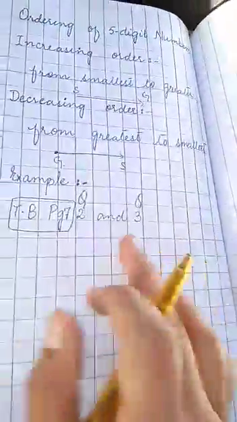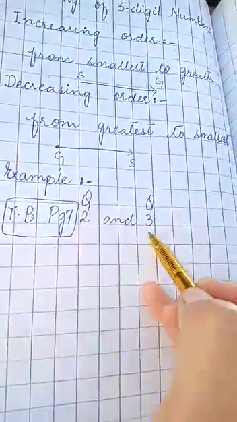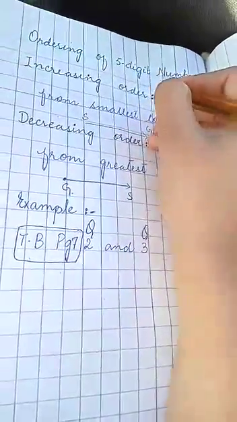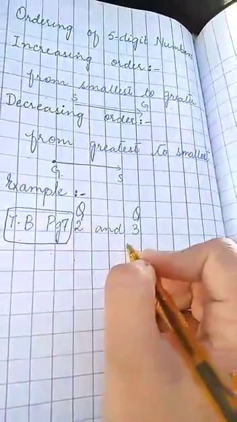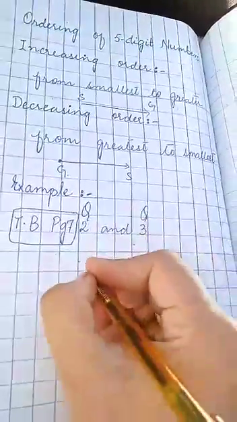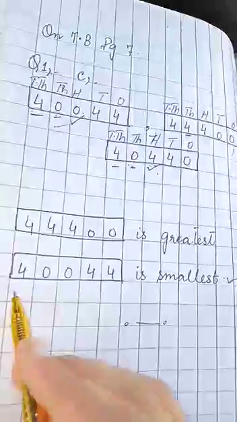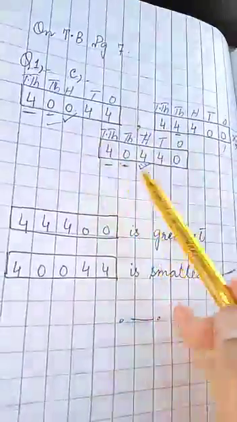For examples, you have to solve textbook page number 7, question number 2 and question number 3. We have to order the numbers given in question number 2 and question number 3 by using increasing and decreasing order. The method we used in question number 1 on textbook page number 7, we can use to order them as well.